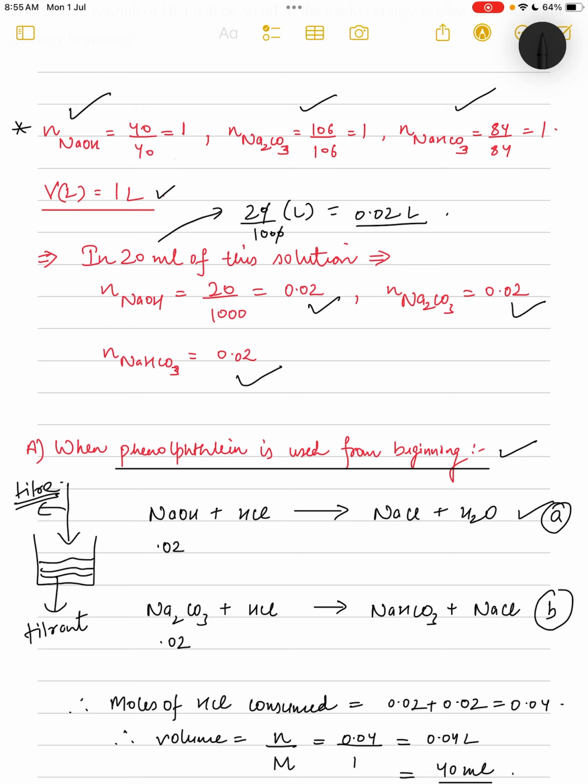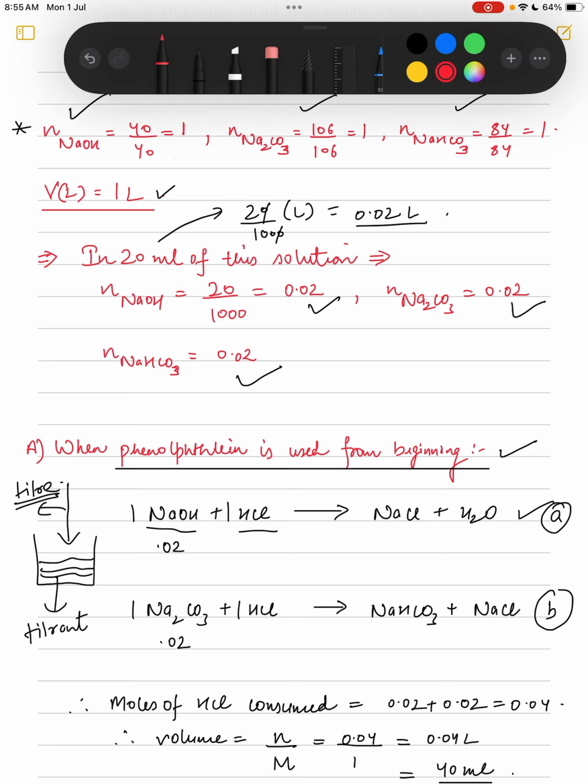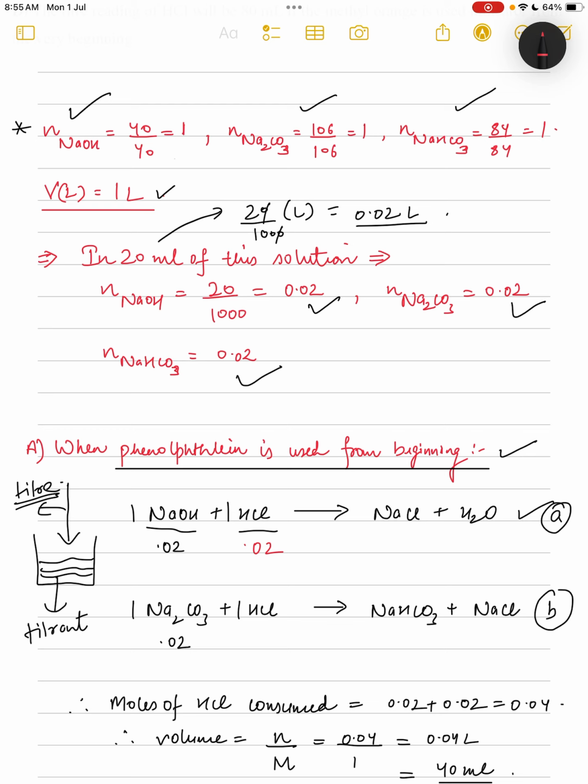In reaction A, the stoichiometric coefficients of both reactants, NaOH and HCl, are in the ratio of 1 is to 1, right? Same story with Na2CO3 and HCl, 1 is to 1. That means if 0.02 moles of NaOH are there, how many HCl moles are consumed? The number of moles of HCl consumed is also 0.02.